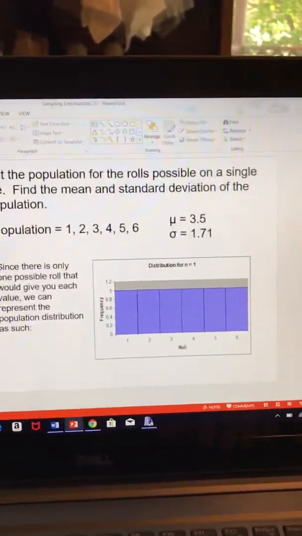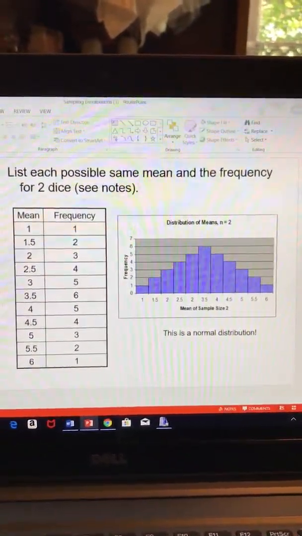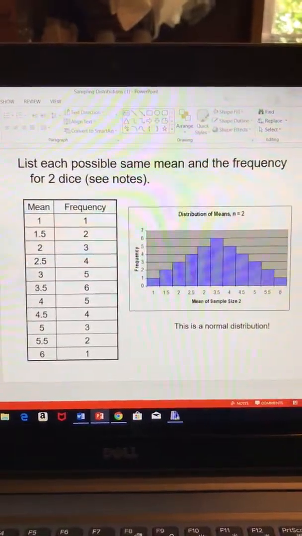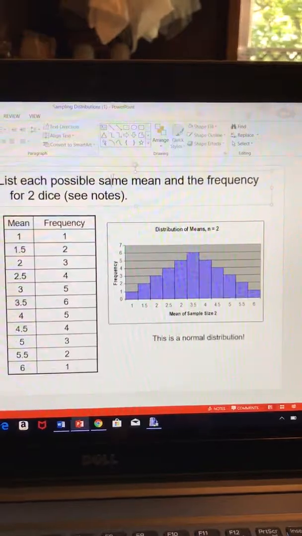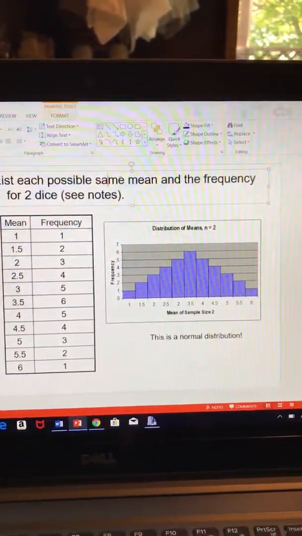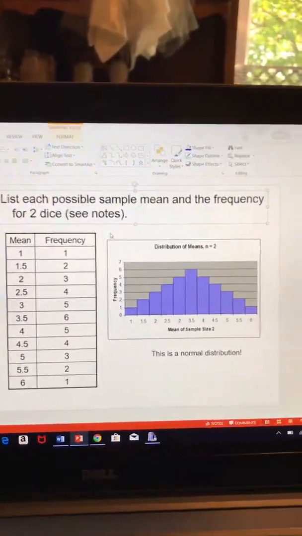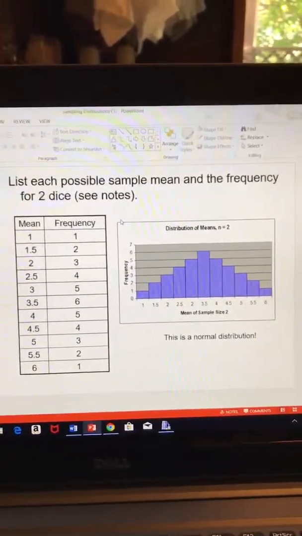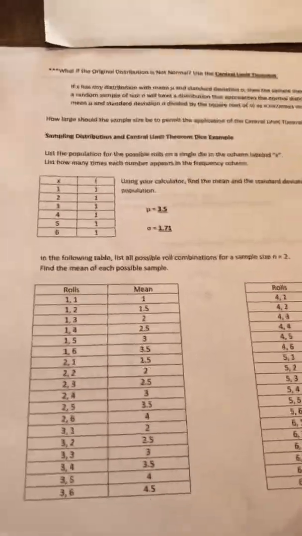Then it says, see notes, list each possible sample mean and the frequency. I think that's a typo. Let me fix that: sample mean and the frequency for 2 dice. I have that typed out on the notes, so you didn't actually have to do it. You can do it if you want to, but I have it typed here. There was a typo, so your notes should be fixed.